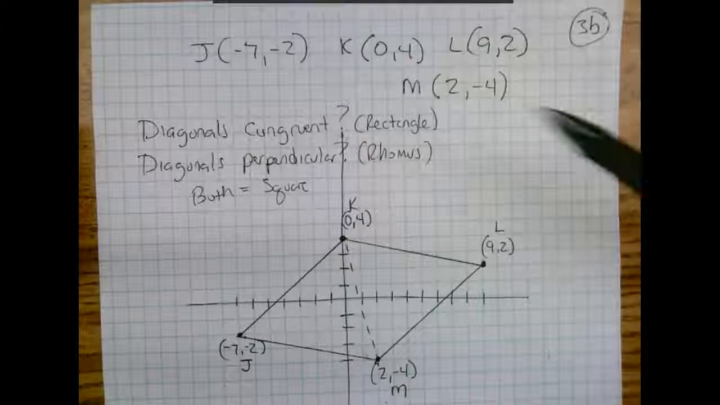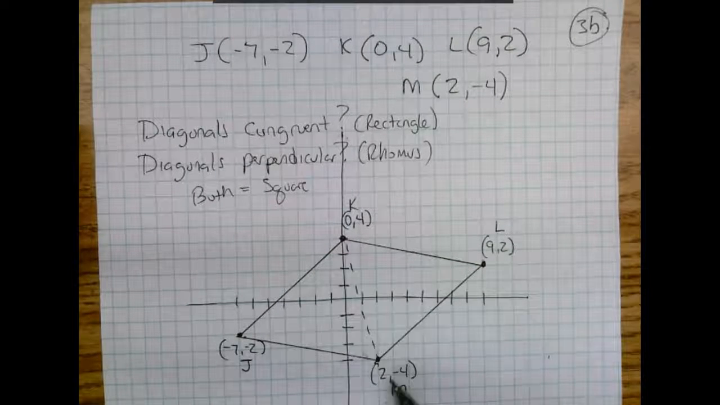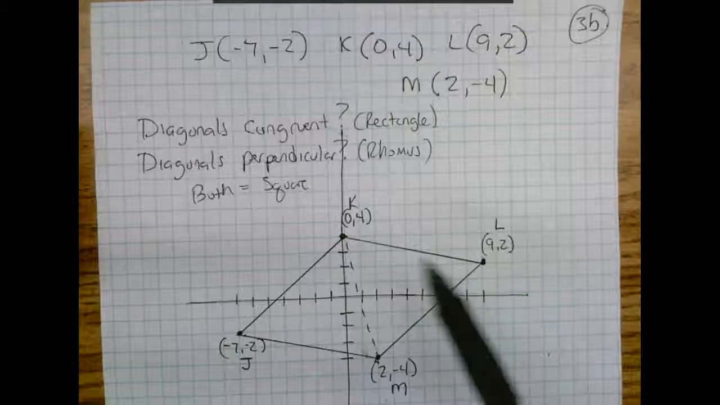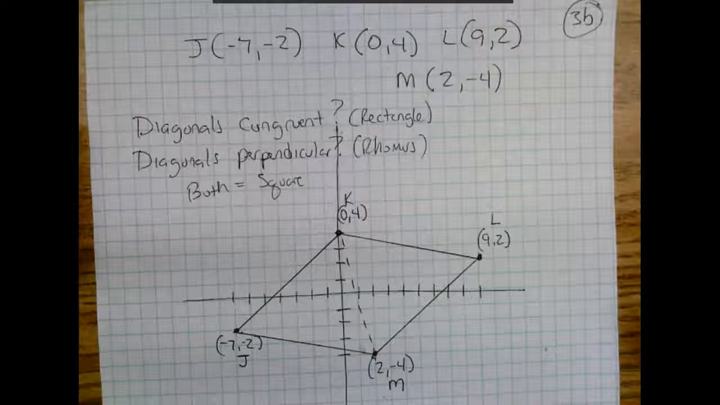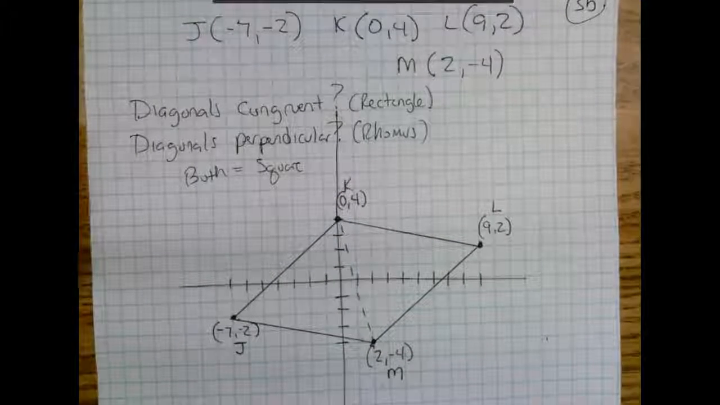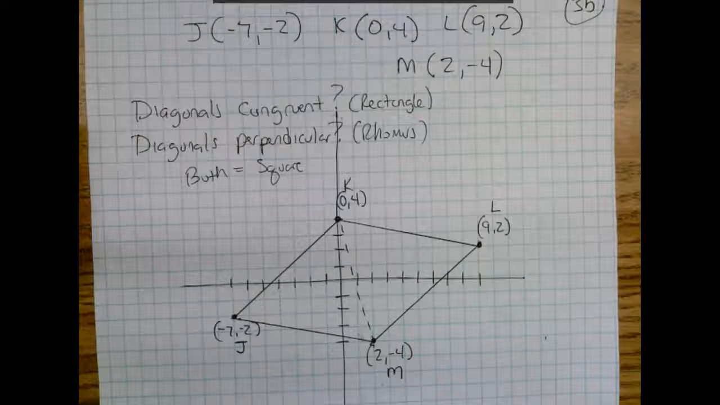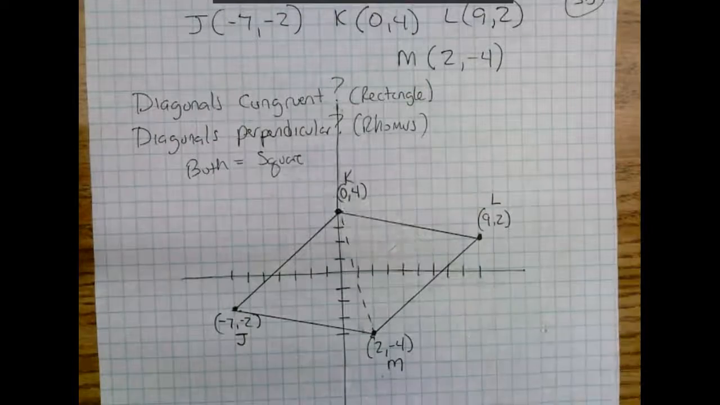If you remember when we were looking at rectangles, one thing we know about rectangles is that the diagonals are congruent. So if we draw diagonals from J to L and K to M, and they're the same distance, then we would know that this is a rectangle. And then, if we check the slope of these, and they are perpendicular, then we'd know it's also a rhombus.